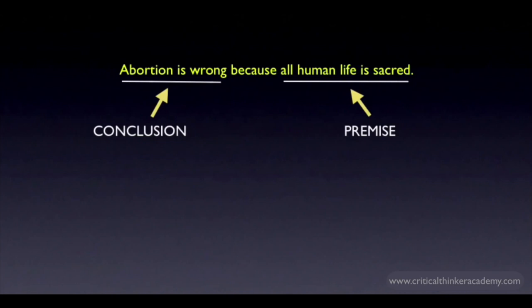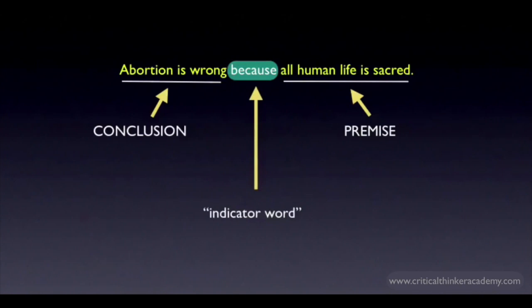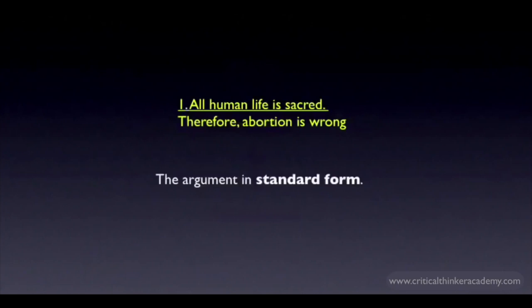Second, we recognize the logical significance of that word because. Because is what we call an indicator word, a word that indicates the logical relationship of claims that come before or after it. In this case, it indicates that the claim following it is being offered as a reason to accept the claim before it. So, rewriting this argument in standard form, it looks like this. All human life is sacred, therefore abortion is wrong.